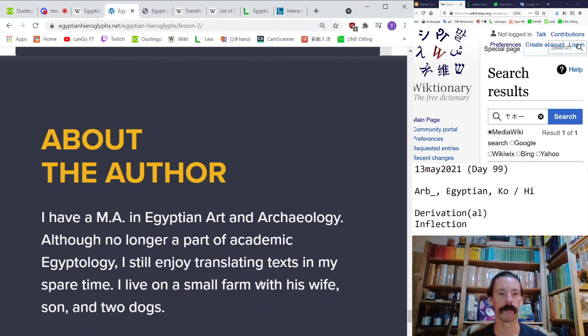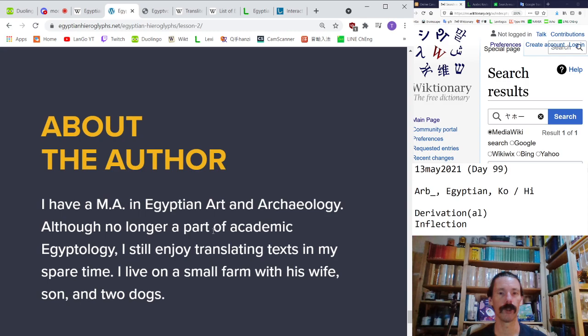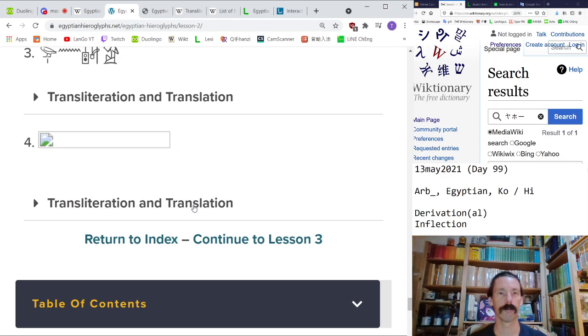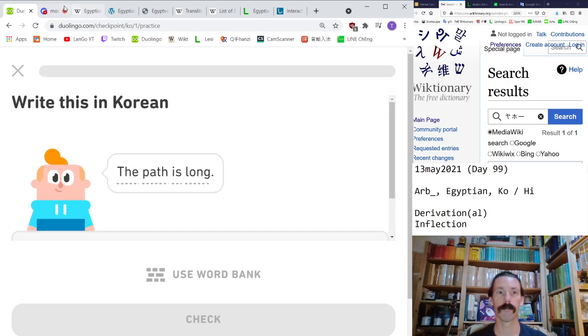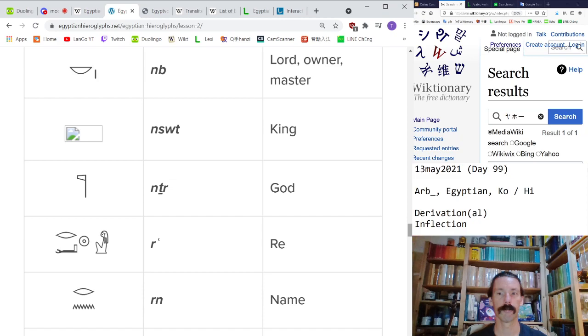I have an MA in Egyptian art and archaeology. Still enjoy translating texts in my spare time. Okay, look, in that paragraph about the author, they made a little mistake. It says, "I live in a farm with his wife."